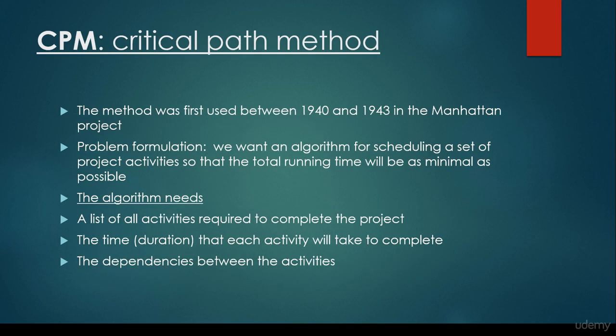So the algorithm needs a list of all activities required to complete the projects, the time or the durations that each activity will take to complete, and of course the dependencies between the activities. And with the help of this critical path method, which relies heavily on longest path method, which relies heavily on shortest path method, by the way, we are able to solve this problem. So that's why shortest path algorithms have several applications, and basically these are the most important ones.